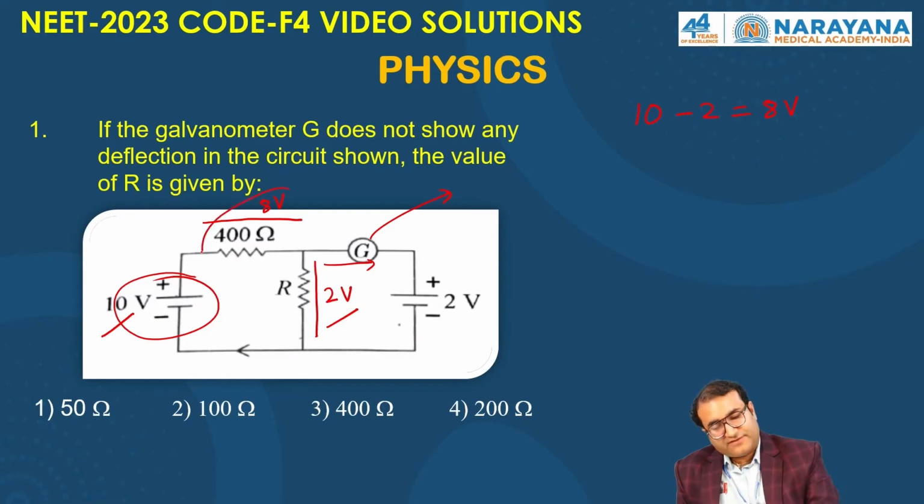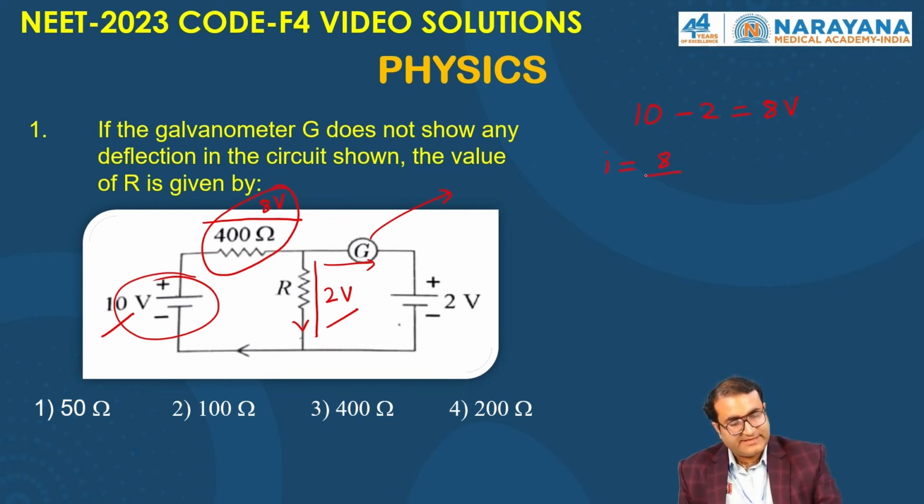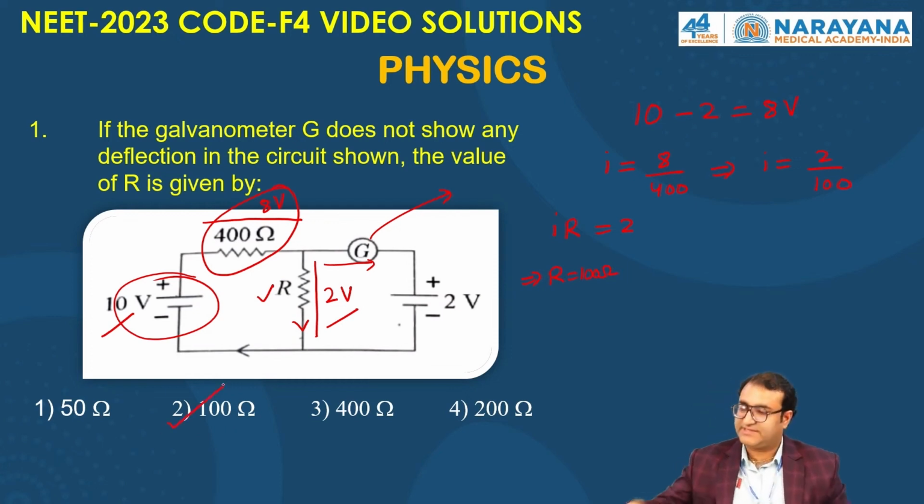So we can easily find the current through it. The same amount of current is passing through this. So current is how much? V by R, that is 8 by 400. So from this, current is 2 by 100. And the same amount of current is flowing through the resistance R. So we can write I into capital R equal to 2 volt. From this, resistance will come out to be 100 ohm. Second option is correct.